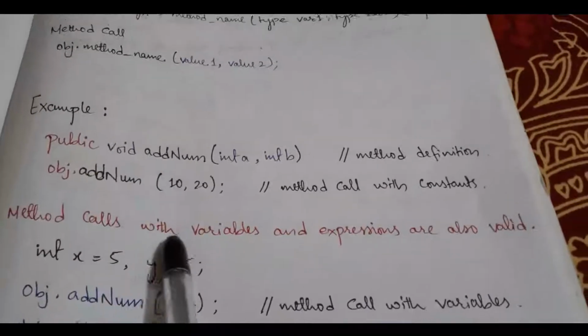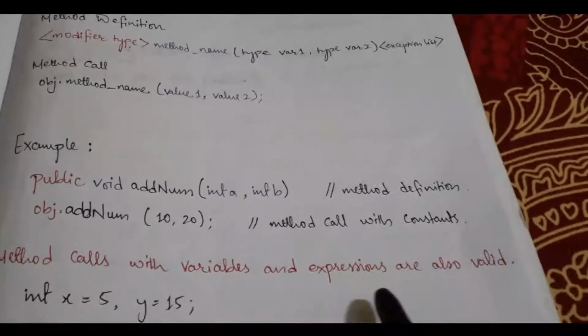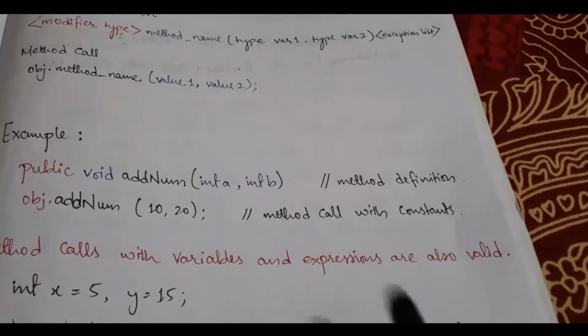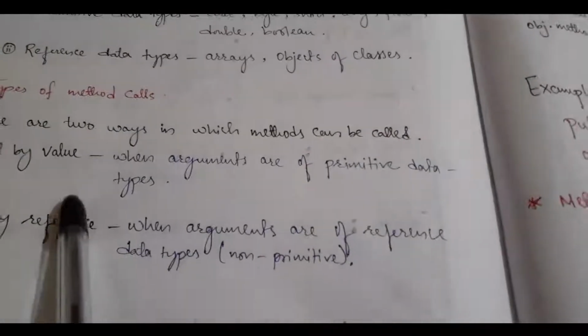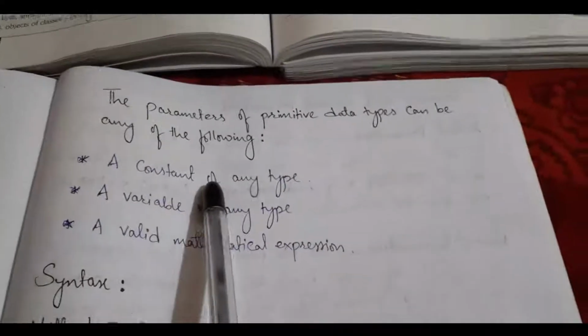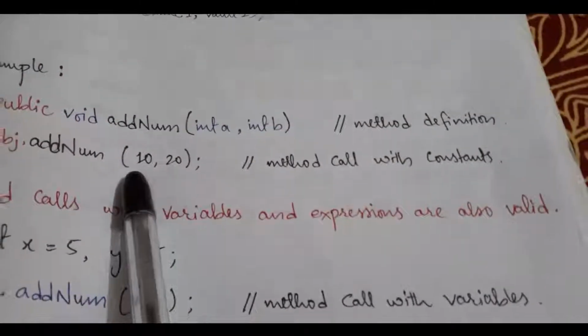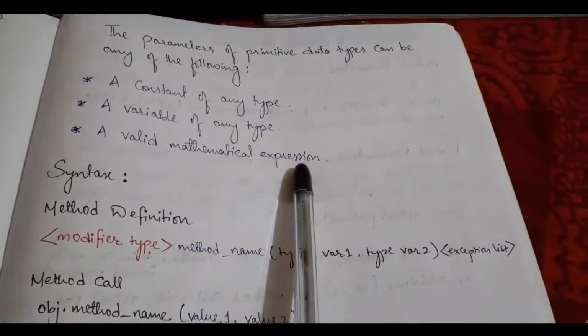Now here method calls with variables and expressions are also valid. Suppose, for example, we are using the first form of method call, that is call by value. Whenever we are using the call by value method, we can include the primitive data types as an argument, and whenever we are using the parameter of primitive data type, it can be a constant, which is explained here in this particular portion for constant. Likewise, we can include the variable of any type and valid mathematical expressions as well.